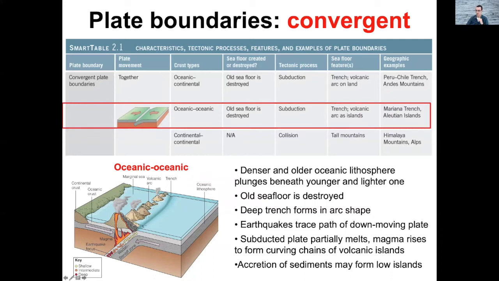The volcanism here can create volcanic arc islands. So these are islands forming in an arc as volcanism is driven by this plate subduction. Examples of these are the Mariana Trench and the Aleutian Islands.